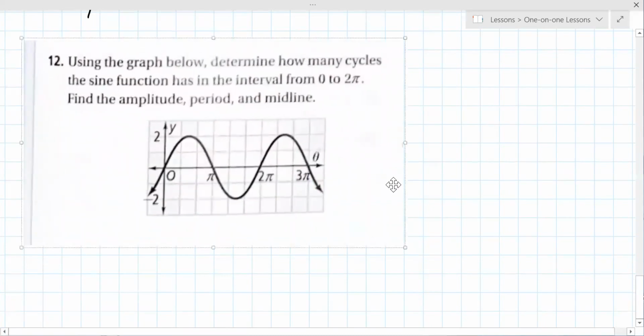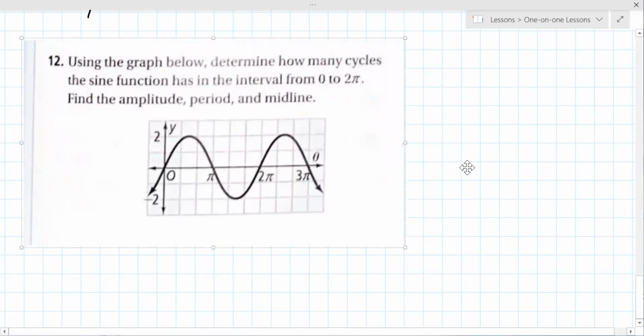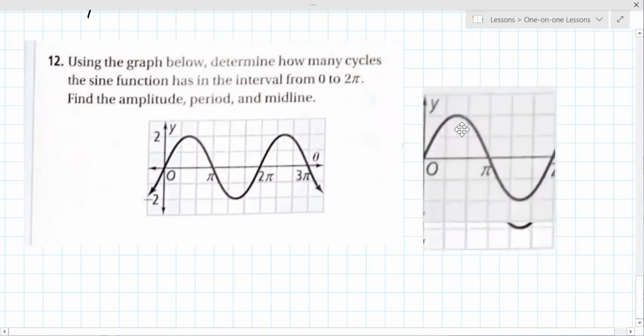Okay, using the graph below, determine how many cycles the sine function has in the interval from 0 to 2 pi. So what that means is you only care about, and actually I can do this because I have the snipping tool, we actually only care about this window. Let me paste that over here. We actually only care about this part of the graph.